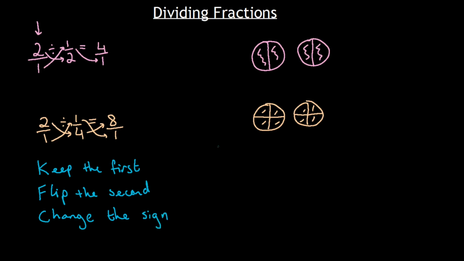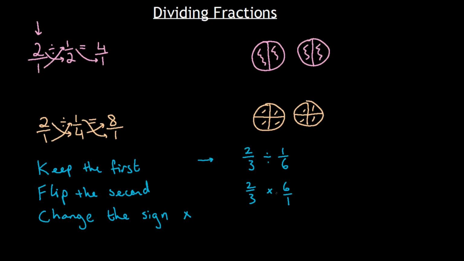Okay, so I want you to do an example here on the right hand side. Say we had 2/3 divided by a sixth. Keep the first, so I'm going to keep the first fraction, that's 2/3. I'm going to flip the second fraction upside down, so that'll be 6/1. And then I'm going to change the sign to times. So we have times here.